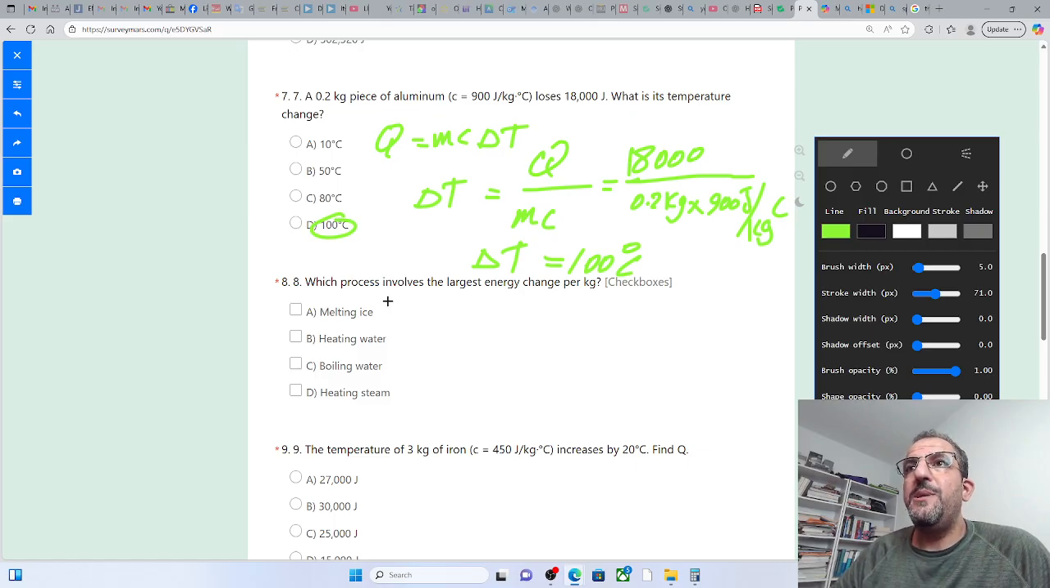So which process involves the largest energy change per kilogram? A, melting ice; B, heating water; or C, boiling water. Always boiling water, guys, involves the largest energy change. Okay, so keep this in mind.